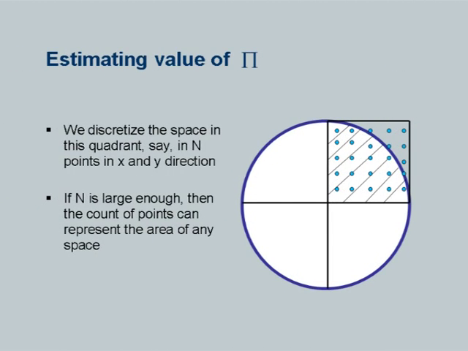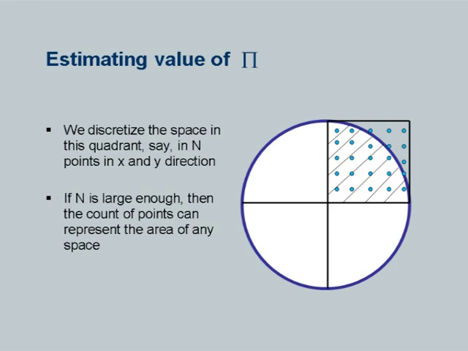This is explained in the next slide through an additional component of the diagram, where I have shown that if we discretize the space in this quadrant, let us say we have n points in the x-axis and n points in the y-direction, then if n is large enough, the count of points, as I mentioned, can represent the area of any space.